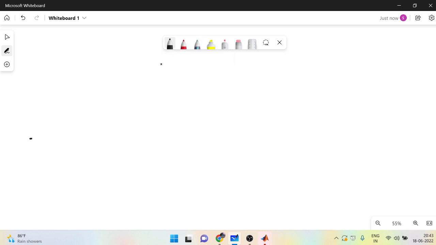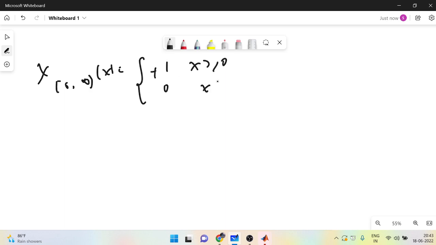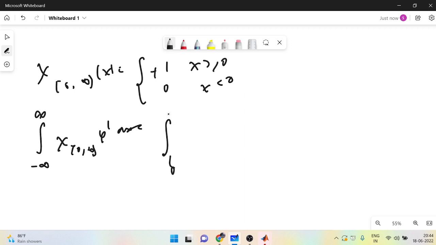Okay, now I'll just go with this particular example. Chi of 0 to infinity of x is basically plus 1 for x greater than or equal to 0, and 0 for x less than 0. The integral from minus infinity to infinity of chi of 0 to infinity times phi dash dx equals the integral from 0 to plus infinity of phi dash dx, which is equal to minus phi of 0.